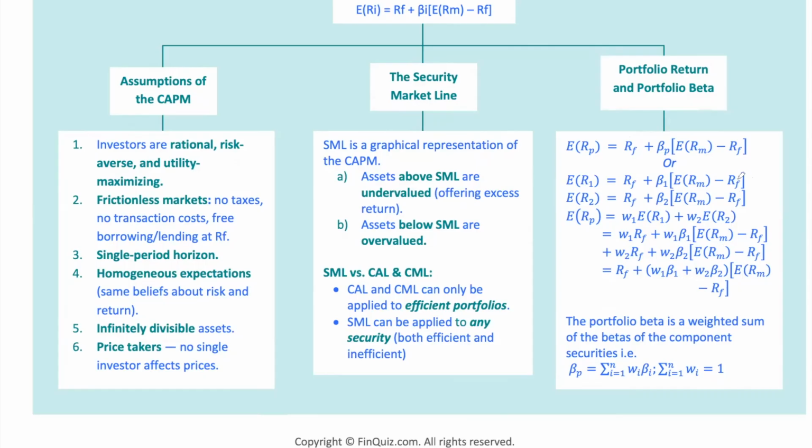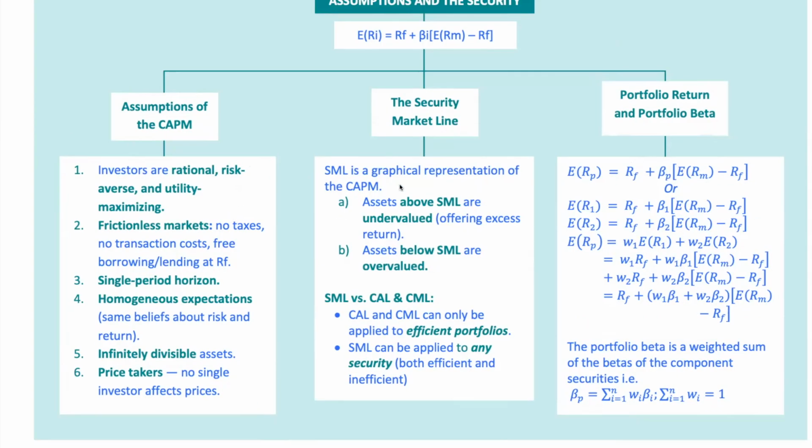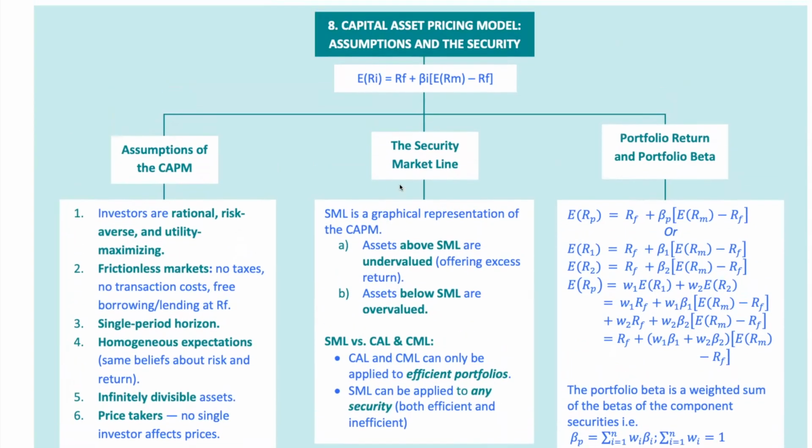In short, the portfolio's expected return is nothing mystical. It's just the weighted return based on how risky your assets are relative to the market. And that's what makes CAPM so elegant. One equation ties it all together, from a single stock to a multi-asset portfolio.